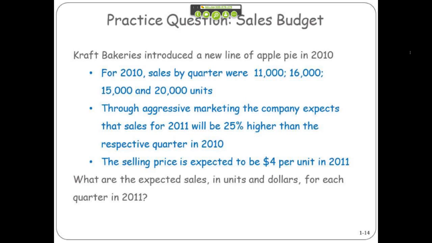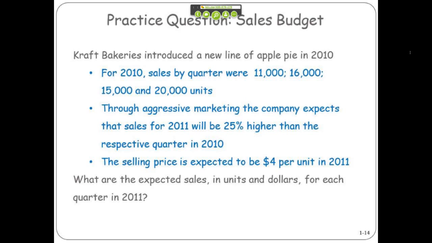We'll just go over the first quarter since it's kind of basic. What's the sales in units for the first quarter? 13,750. You just take the 11,000 and multiply it by 1.25. And what's the sales expected to be in dollars? Anybody do that math? 55,000. Okay?